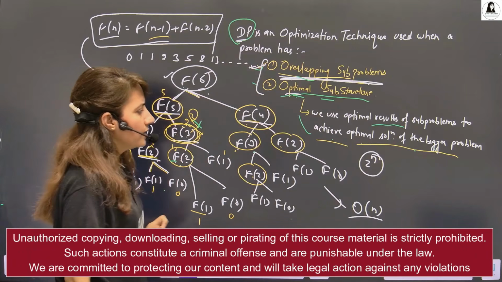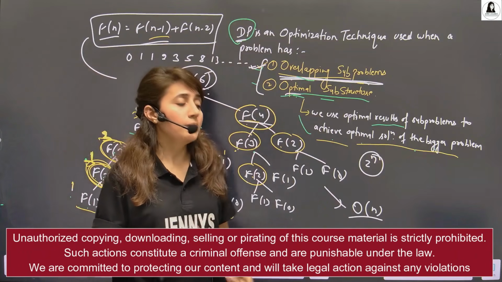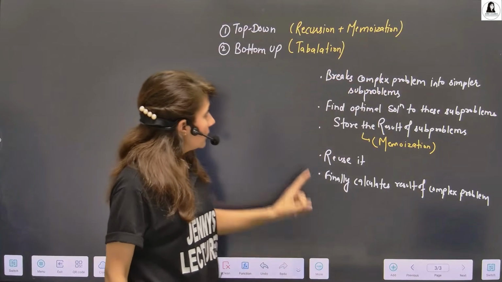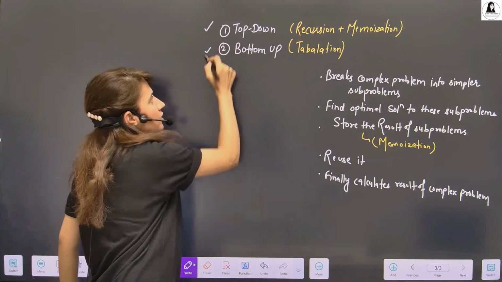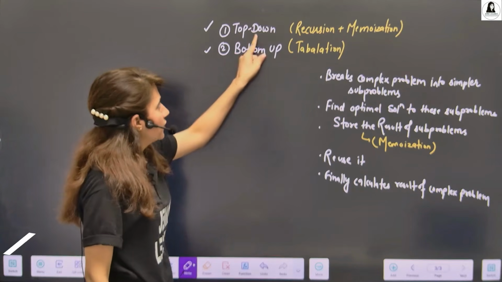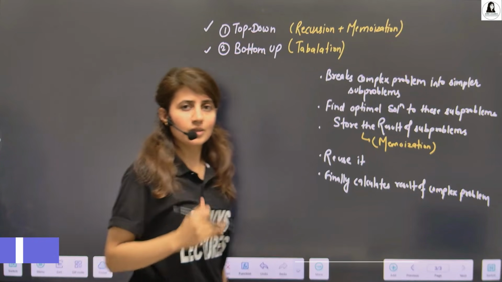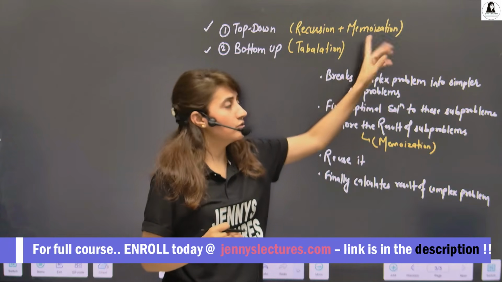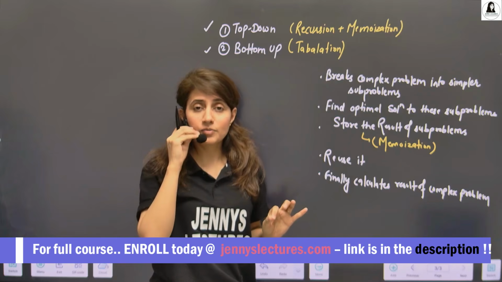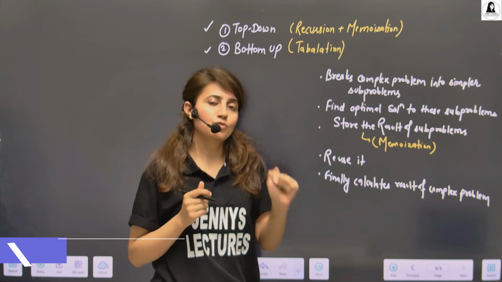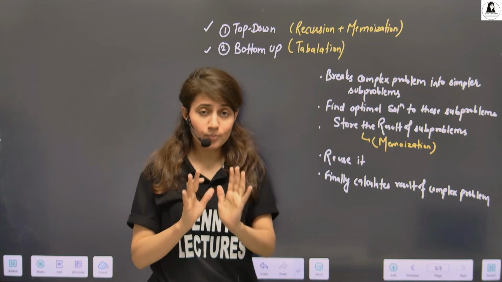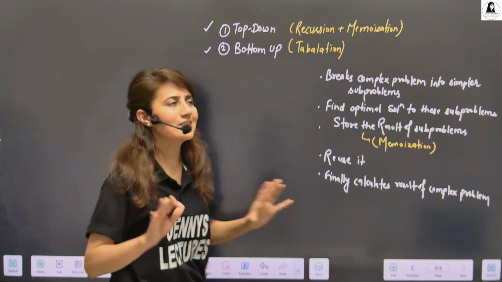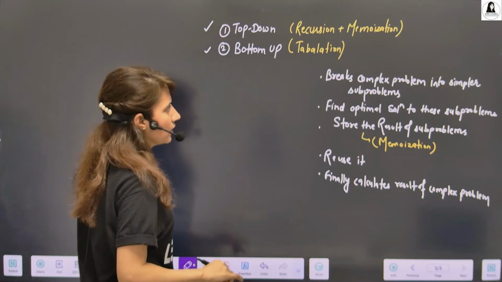So this is a DP problem. But now there are two ways, two techniques, to implement dynamic programming. First is the top-down approach. Second is the bottom-up approach. Very first, we'll see top-down. In the top-down approach, we use recursion plus memoization. That's why I told you in the previous lecture that recursion is a prerequisite for DP. I hope you know recursion. What memoization is, I'll also show you. So first, let's understand this top-down approach.